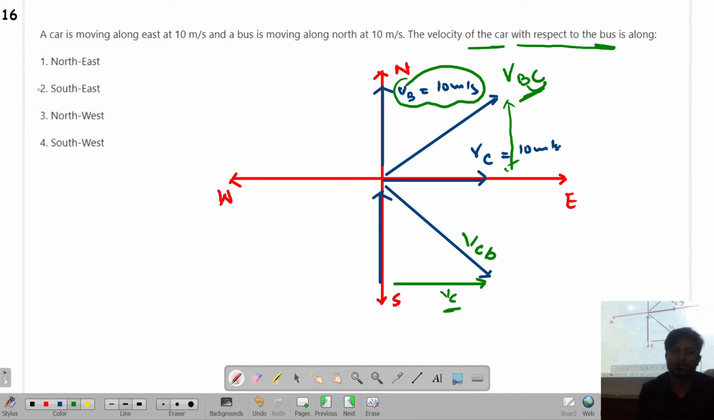And this is the biggest concept, biggest misconception. If they give bus with respect to car, you have to move northeast. If you ask car with respect to bus, we have to move southeast. Got it or not? Learn all of these things. When you guys will learn?